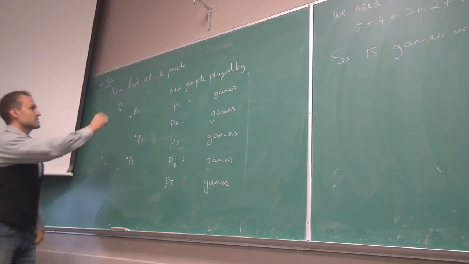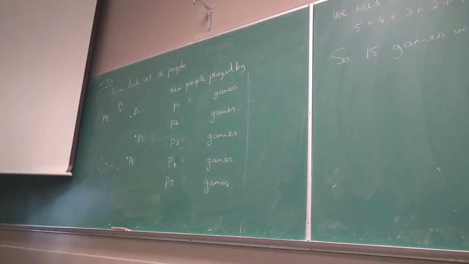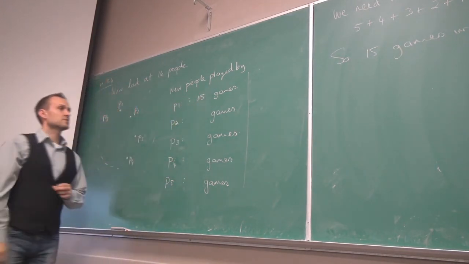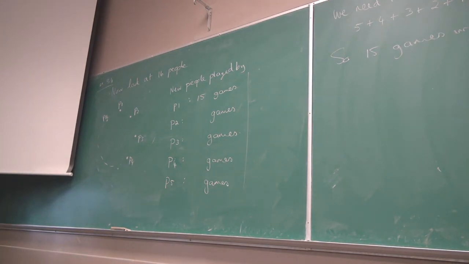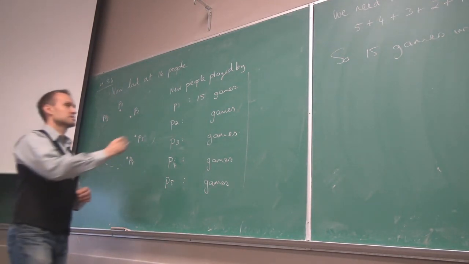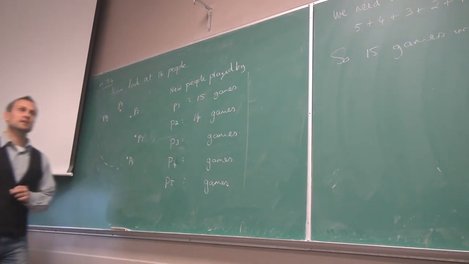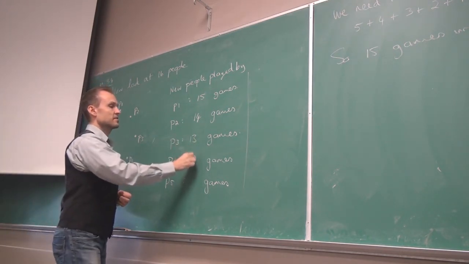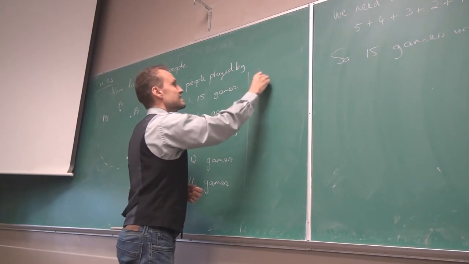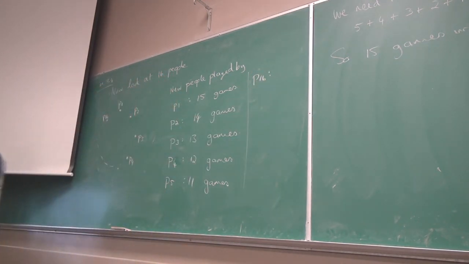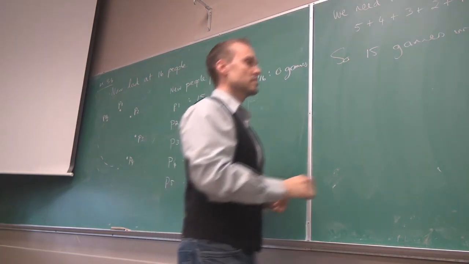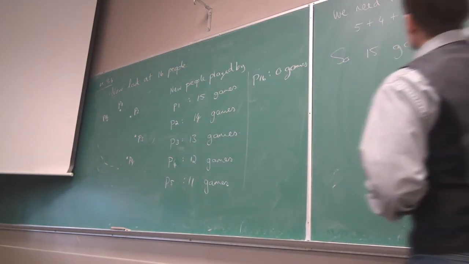So, when I'm considering person 1, how many games should I count? 15 games. When I'm considering person 2, how many games should I count? 14 games. For person 3, how many new games? 13. And we're seeing the pattern. For person 16, how many new games should I count? 0. Because it's the last person. So, I'm just updating my previous answer.